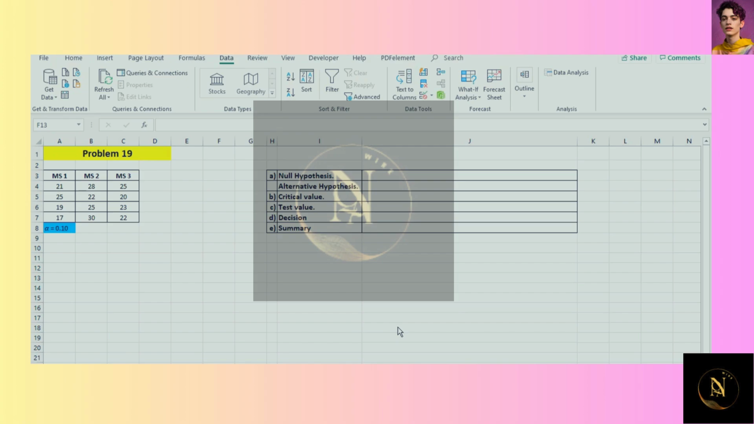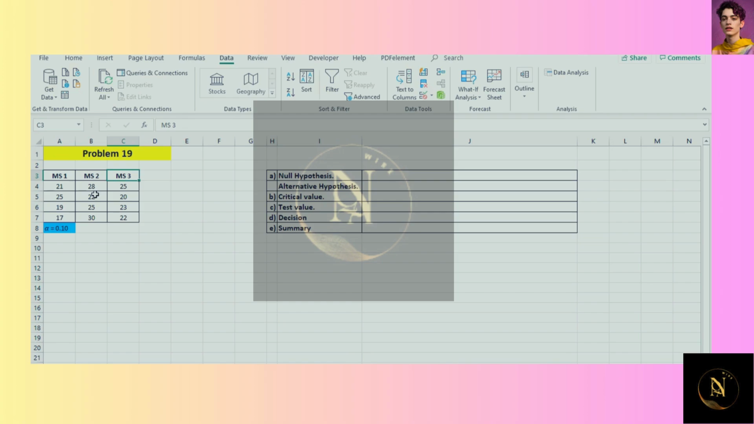In problem 19, we have data on the mean number of students per class from a sample of 3 schools randomly selected from a large school district. At the 0.10 level of significance, we're going to check whether there is sufficient evidence that the mean number of students per class differs among schools. So you have 3 schools represented by MS1, MS2, and MS3, 3 middle school classes.